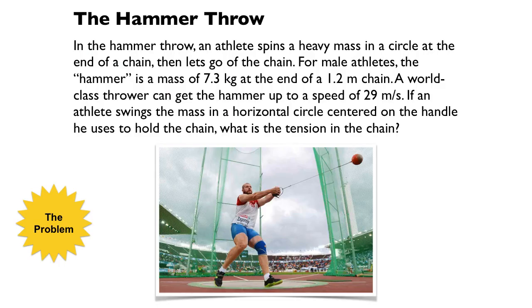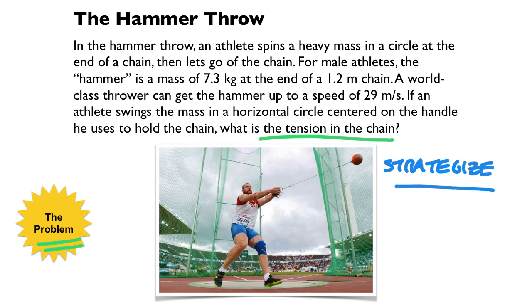Now let's return to the problem that we started with, which was this problem of the hammer throw. So the person is swinging the hammer at the end of a chain in a circle, gets it moving at a pretty high speed. Question, what is the tension in the chain? We start by strategizing. In the strategize step, I want you to tell me what sort of motion you have and how you're going to solve this problem. My strategy in this case is just to say, look, this is a circular motion problem. The person is swinging the hammer in a circle. Okay, that's how we start.